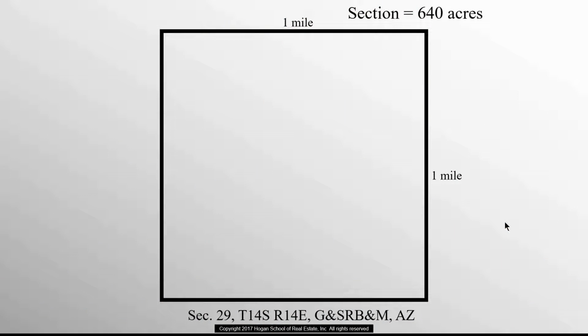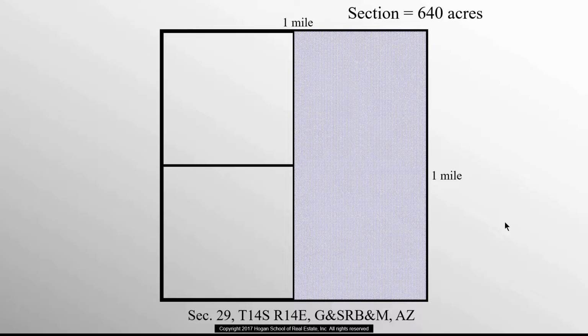So here we have a section. This happens to be section 29, Township 14 South, Range 14 East of the GNSR B&M. Remember, a section is 1 mile by 1 mile, containing 640 acres. And we're going to break that down by halves and quarters, and describe these by whether they're east or west or north or south or northwest or southwest, etc.